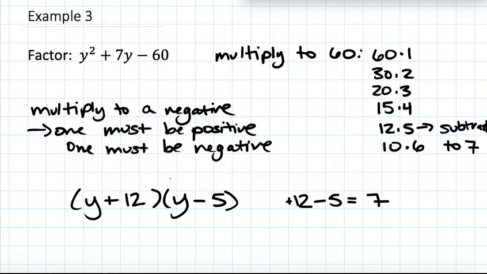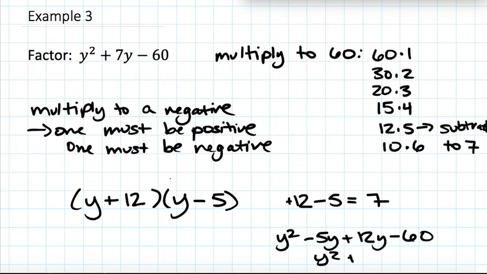And then again, I can check this using FOIL. I get y squared minus 5y plus 12y minus 60. And combine the two terms in the middle, that's plus 7y minus 60, and so that checks out. So this is my answer.